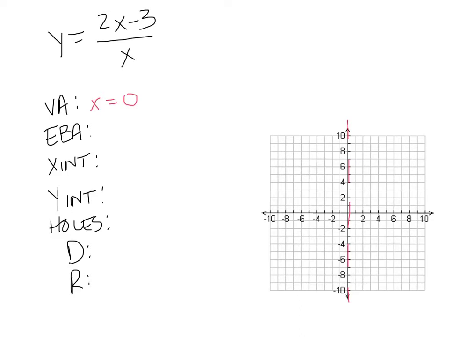Our end behavior asymptote is the ratio of the leading coefficients if the degree is the same. Since the degree is the same, I have a linear over a linear. I have 2 over 1. So my end behavior asymptote is just y equals 2.